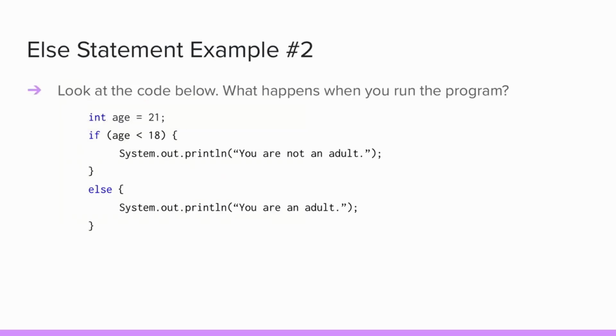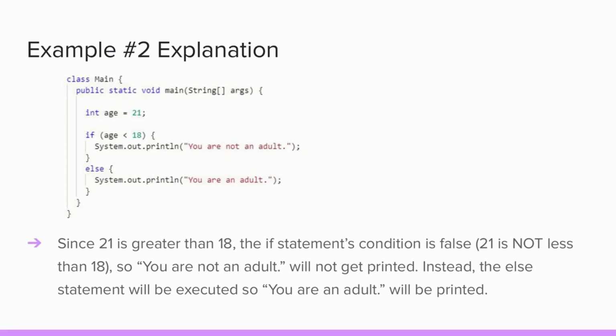Look at the code below. What happens when you run the program? You can pause the video here if you need to. Like the previous example, we check if a variable meets a condition. In this case, we check if the variable age is less than 18. Since the age is set to 21, the condition for the if statement is not met, and the code will execute the else statement.